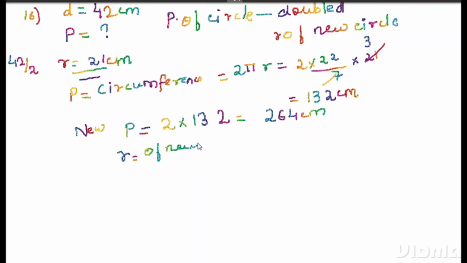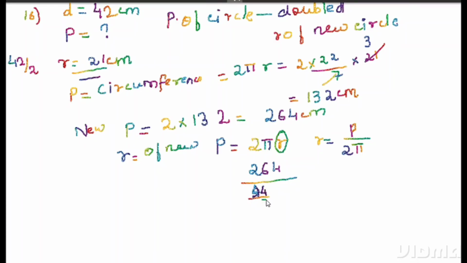So perimeter is given. So that is 2 pi r. So how to find this radius? Radius will be perimeter by 2 pi. And the perimeter is given to you as 264 divided by 2 into pi, that is giving me 44 by 7. So when I cross multiply, I get this as 264 into 7 by 44. So now when I cancel this, I will get this as 6. So I'll get the new radius is 42 centimeter.